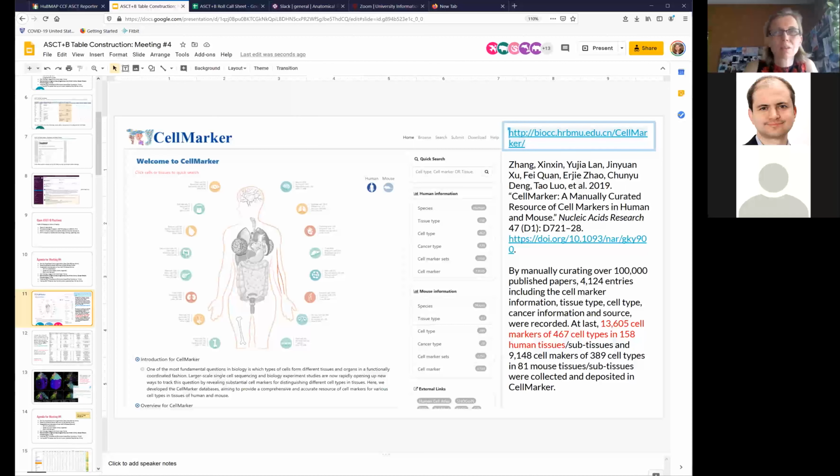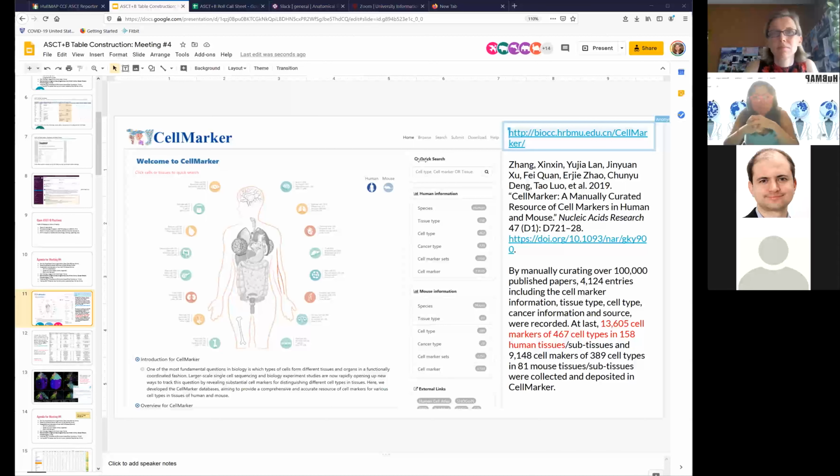Has anyone used it? I have not used it. I assume that there is information about the quality of the databases of these annotations, right? They have links back to the papers that claimed that there are certain markers for certain cell types. I think that's ultimately the type of provenance that we really would love to have for the ASCT tables. So feel free to also comment on this in the chat log.